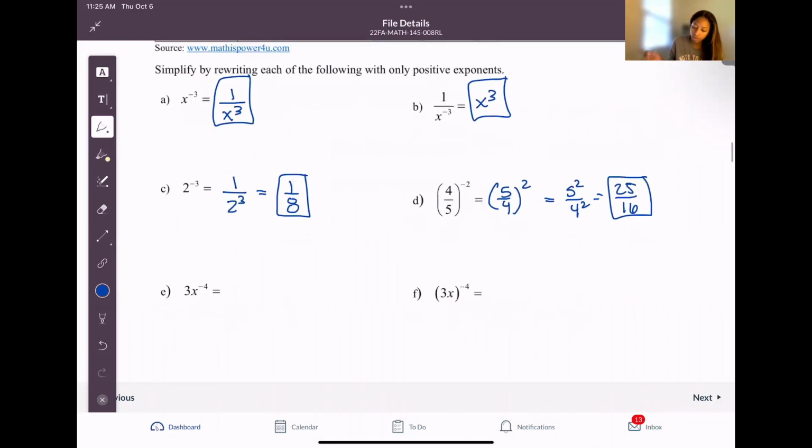All right, 2 more problems. 3x to the negative 4th. Only the x is being raised to the negative 4th, so the 3 stays where it is, and the x to the 4th moves to the denominator. And last one, 3x all raised to the negative 4th. Both the 3 and the x are being raised to the negative 4th power here. So this would be 1 over 3x to the 4th power, which is 1 over 3 to the 4th power, x to the 4th power, which is 1 over 81, x to the 4th power.